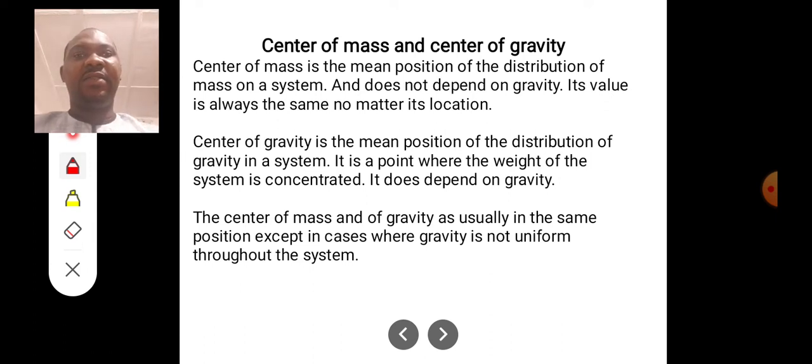The center of gravity is the mean position of the distribution of gravity in a system. It is a point where the weight of the system is concentrated and it does depend on gravity. The center of mass and center of gravity are usually in the same position except in cases where gravity is not uniform throughout the system.